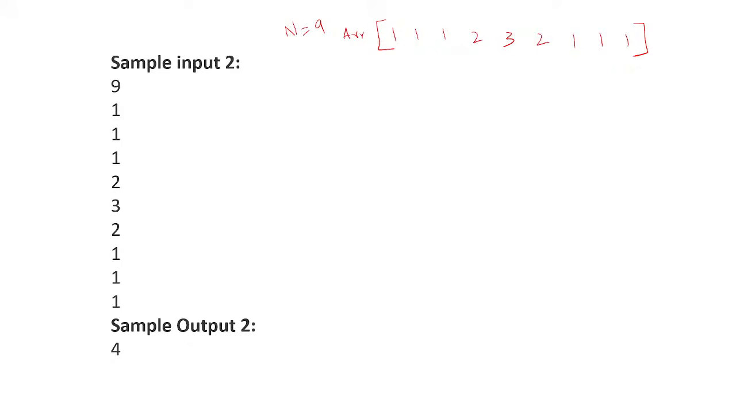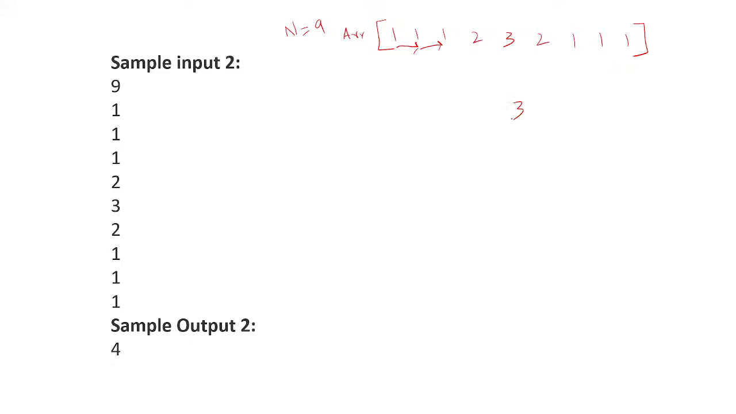No, because the elements should increase from 1 to 2. From the first element, if you go to the second element, it should increase. From the second to the third, it should also increase. But that is not happening, so that's why it is not a mountain array. So what you need to do is check here.